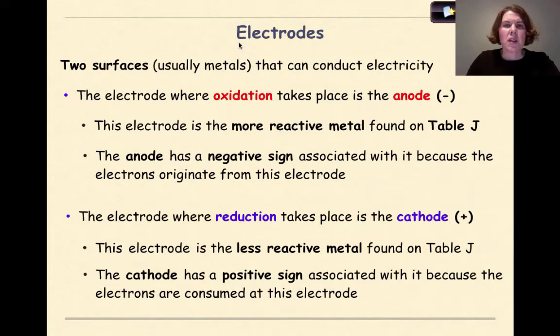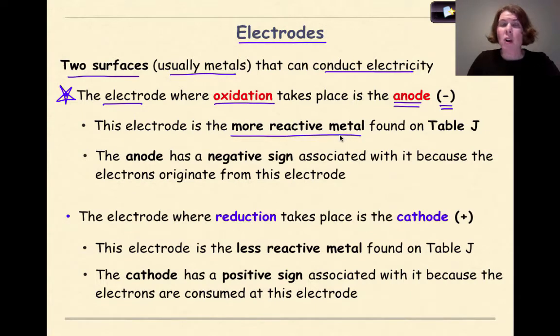Now let's talk more specifically about the electrodes. Electrodes are 2 surfaces, typically metals, but not always, that can conduct electricity. Now this is really important right here, hugely important. The electrode where oxidation is going to take place is called the anode, and the anode has a negative charge associated with it. This electrode will always be the more reactive metal, the more active metal found on table J. The anode has a negative sign associated with it because electrons originate from this electrode.